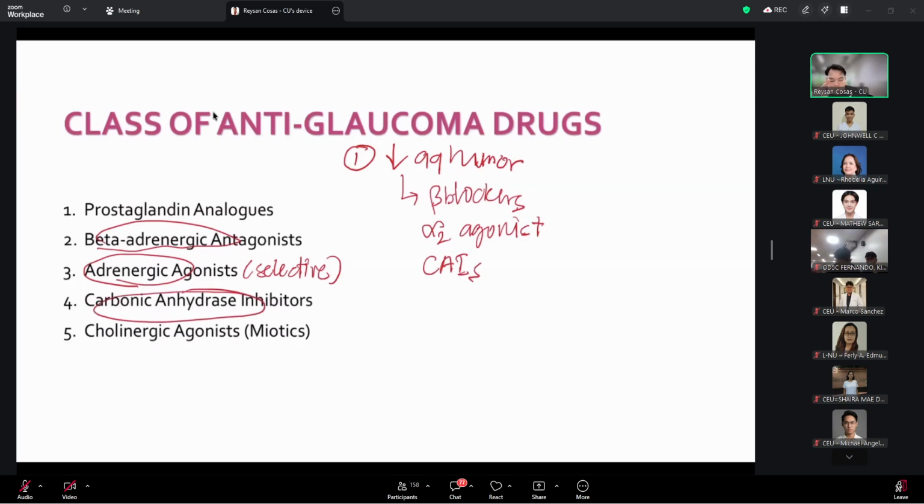The second group of drugs that we use are called drugs that can increase outflow of aqueous humor. So how can they increase the outflow of the aqueous humor? They increase the uveoscleral outflow.